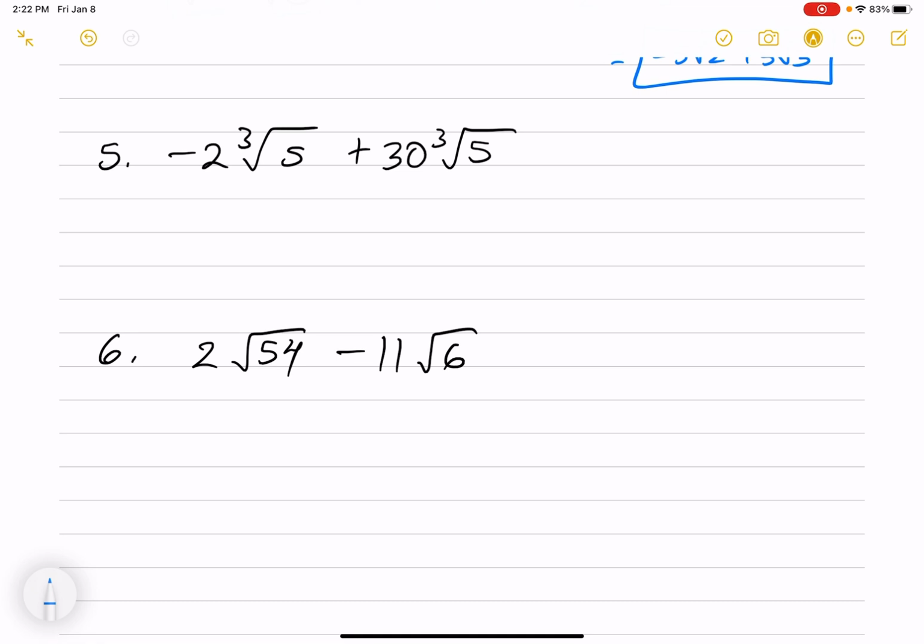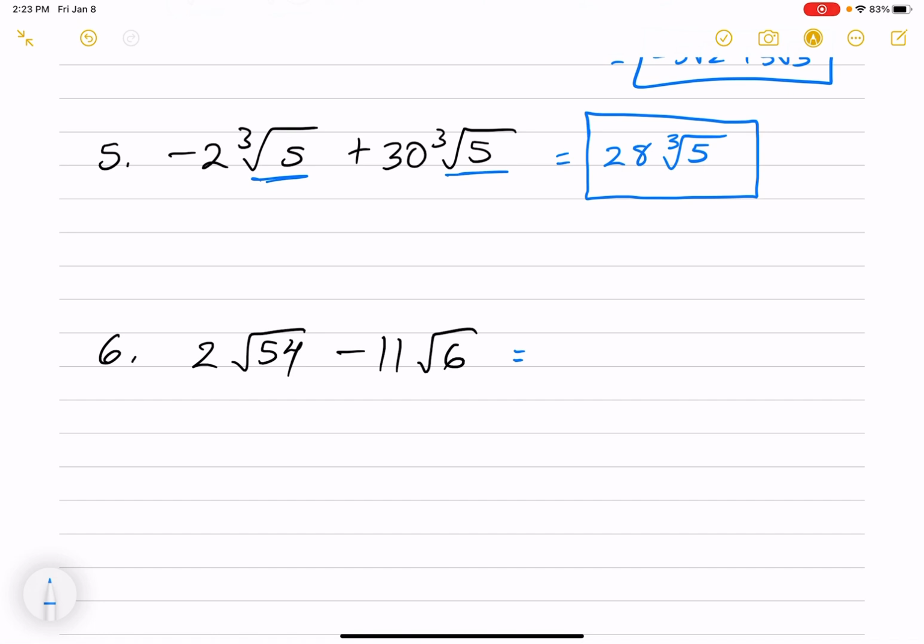To do the next set of problems, all we have to do is consider, when we have negative 2 of something and then 30 of the same exact thing, all we have to do is subtract. It's like taking 30 apples minus 2 apples. You're going to get 28 apples, right? In this case, 28 cubic root of 5. It's as simple as that. It sounds a lot more complicated, looks a lot more complicated than that, but it is exactly that. So we'll just put together the like terms, or in this case again, 30 apples minus 2 apples, 28 apples.